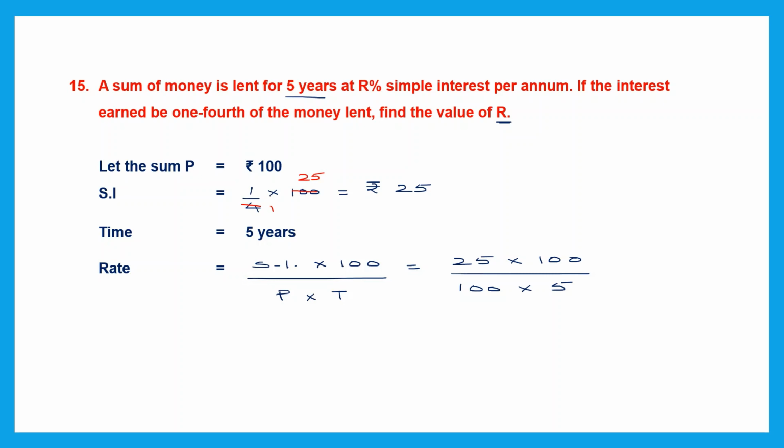Now let's cancel what we can. We can cancel 100 and 100. We can also cancel 5 and 25. 5 ones are 5. 5 fives are 25. So here we get 5 by 1, or since we're checking the rate, this is going to be 5%. So answer here is 5%. So the rate of interest will be 5% per annum.